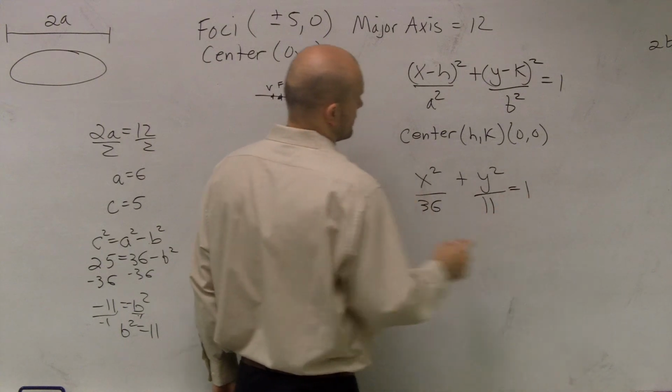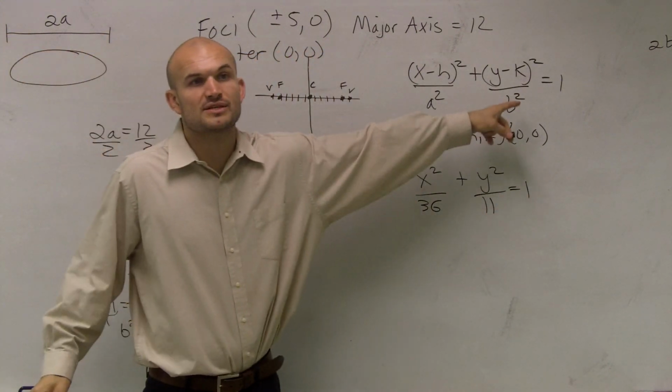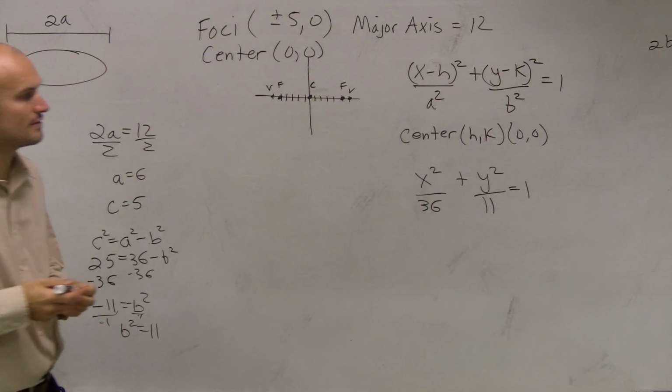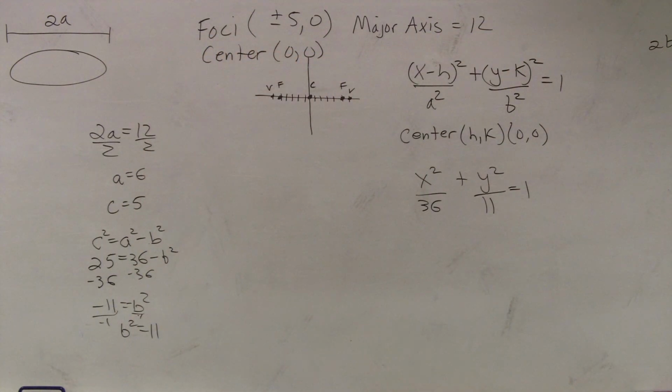Isn't it the square root of 11? B is the square root of 11, but remember the format just wants b squared. So it's just b squared equals 11. That's it. If you wanted to figure out b, it would be the square root of 11.